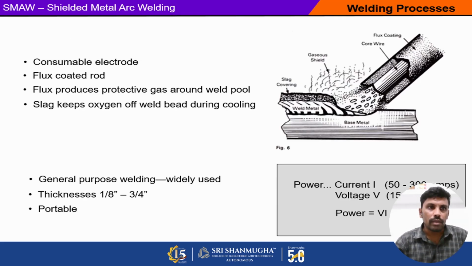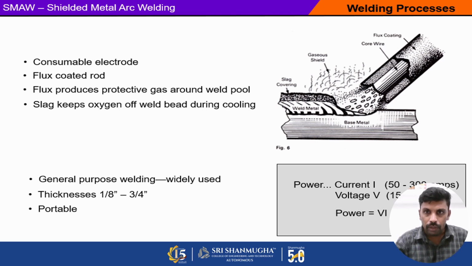First, shielded metal arc welding. The other name is stick welding. This is the basic type of welding process, and nowadays it is widely used in all areas. In SMAW, shielded metal arc welding, we use a consumable electrode based on the welding material. If the welding material is mild steel, the electrode is also of the same metal.